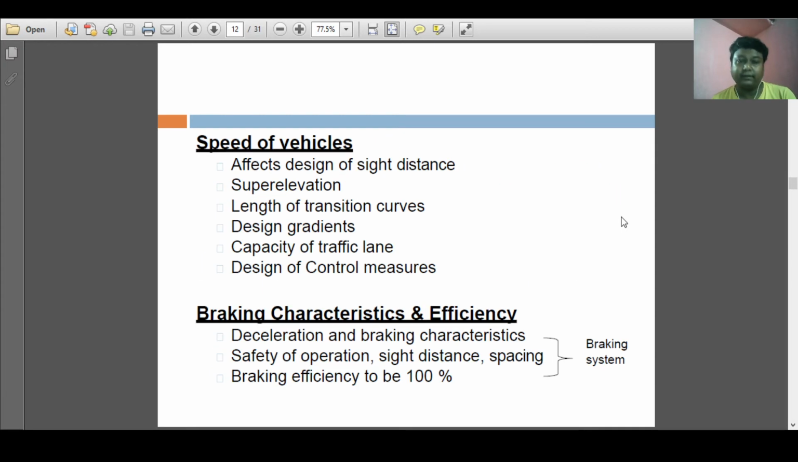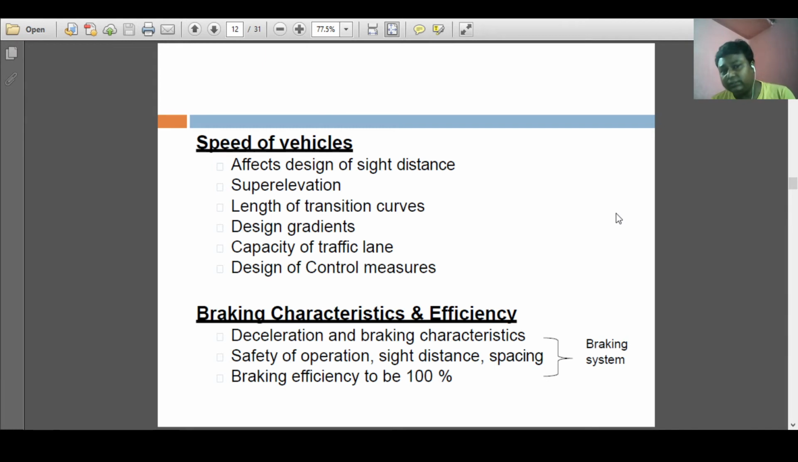Next is the speed of the vehicle. When we are discussing speed, always keep in mind, as you have already studied in your previous semester, that speed is basically of two types. One is your spot speed, meaning the speed taken at a particular spot, and another is the regular type of speed. Speed of the vehicles affects the design of sight distance, super elevation, length of the transition curve, design gradient, capacity of the traffic lane, and design of the control measures. In all these, speed is one of the important parameters we need to consider.